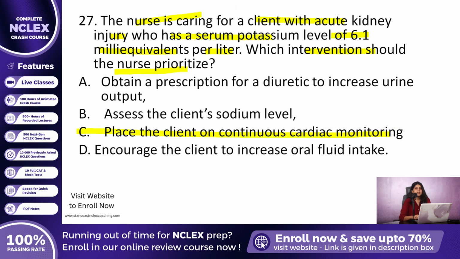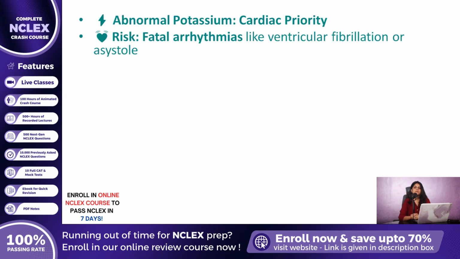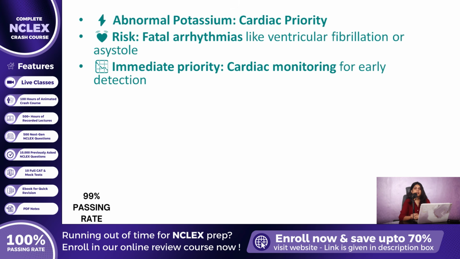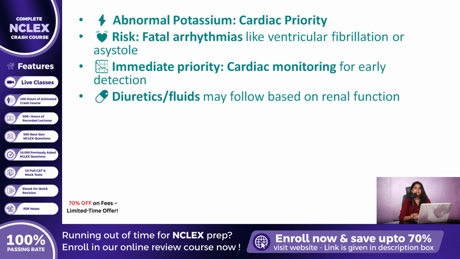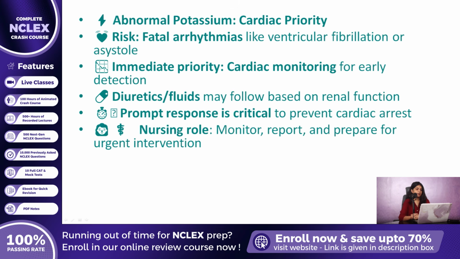The rationale is that hyperkalemia can lead to fatal cardiac arrhythmias, such as ventricular fibrillation or asystole. Monitoring the heart rhythm allows for rapid recognition and treatment of any abnormalities. Diuretics and fluids may be used later, depending on kidney function, but immediate cardiac safety takes precedence. Nurses must respond promptly to abnormal potassium levels, with monitoring, and prepare for further interventions as needed.